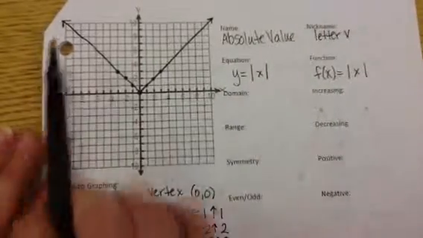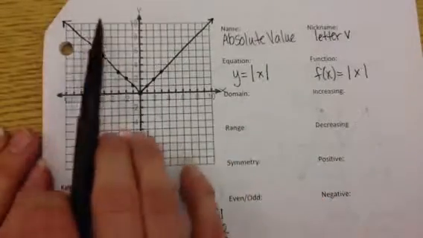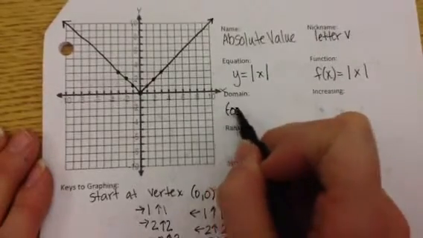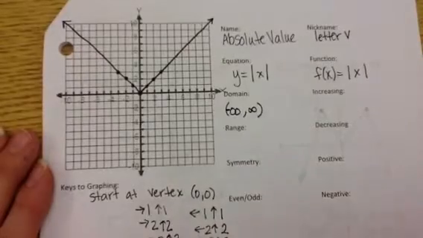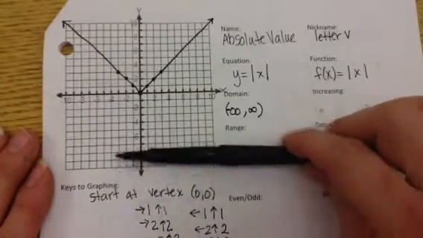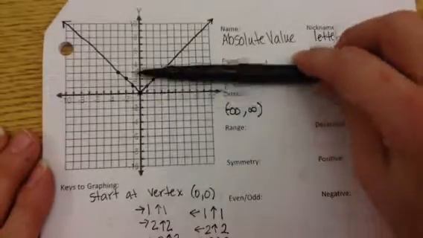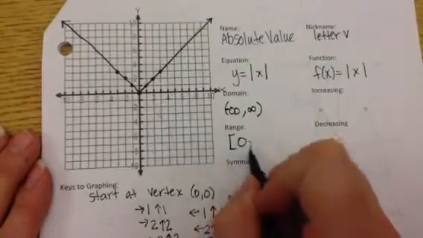The domain of this function, as I scan left to right, it covers everywhere from negative infinity to infinity, so that is our domain. Negative infinity to infinity. The range is the y value, so I go from bottom to top. I start at 0 and continue going to infinity, so the range will be 0 to infinity.